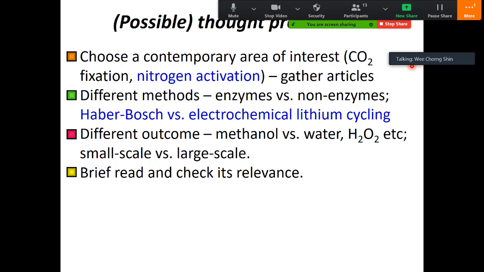And then try to have different methods like enzymes versus non-enzymes, Haber-Bosch, electrochem, contrasting methods. It's only when you have contrasting abstracts that you can ask the students to compare and contrast. I think those are important skills we want the students to have as well. And then different outcomes, small scale, big scale. If you have a paper with all these inside, I think it's brilliant. Then briefly read, check its relevance, and then set it, and after that get your teammates to test. But I'll leave that to Grace and Kien Soon to share more.